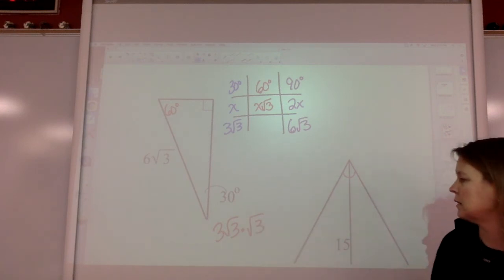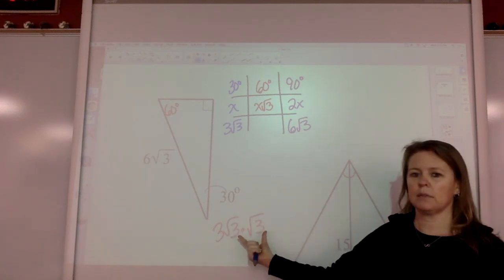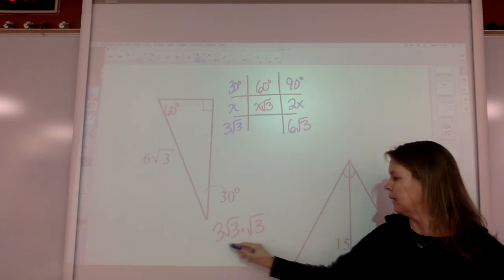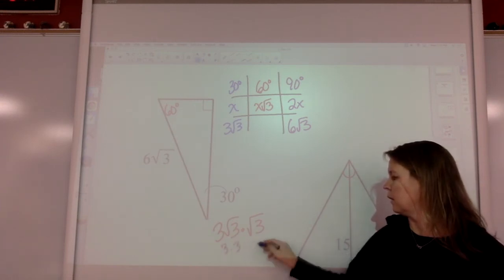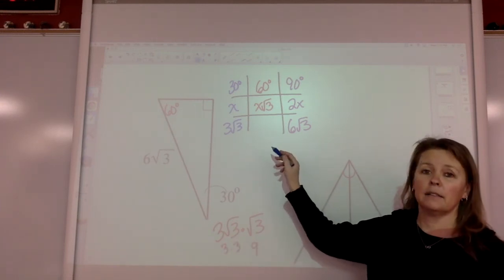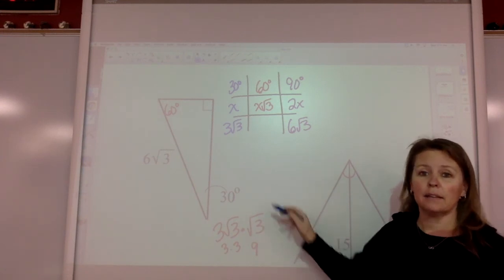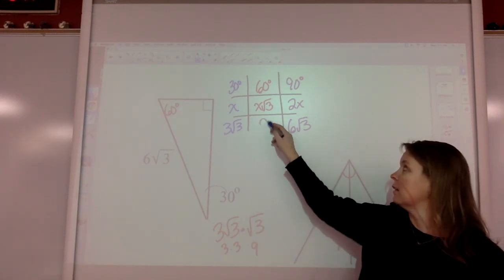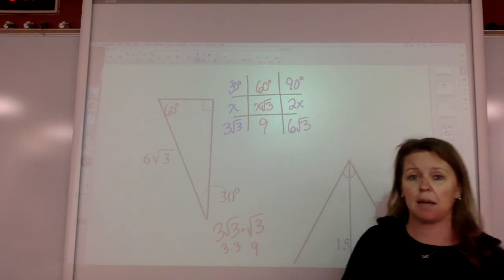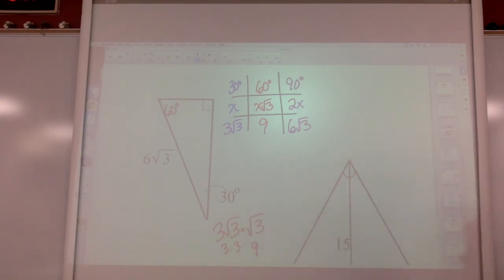We're going to shortcut this again. The square root of 3 times the square root of 3 is 3. And 3 times 3 is 9. 3 times 3 is 9. Don't put 3 times 3 is 6. If you're not surprised, I've seen that before. 3 times 3 is 9.